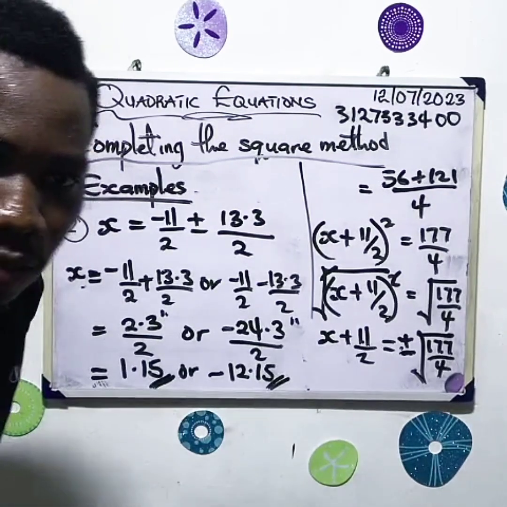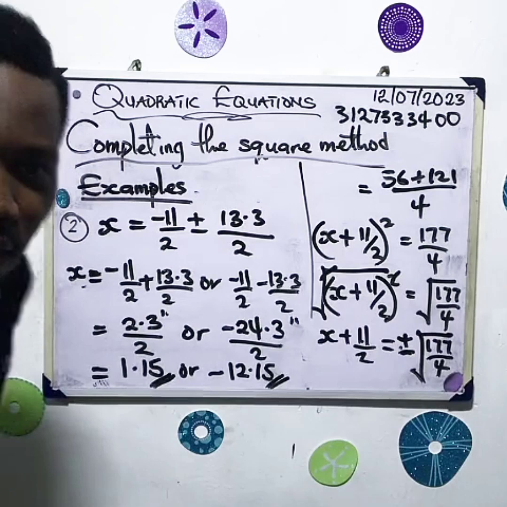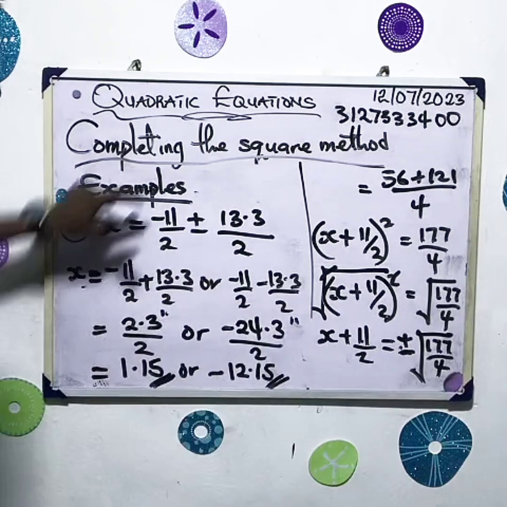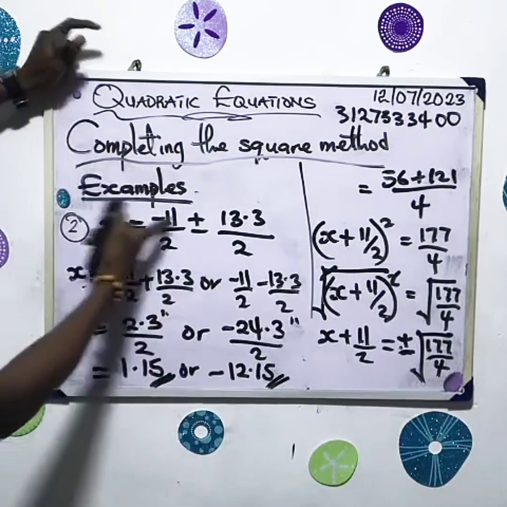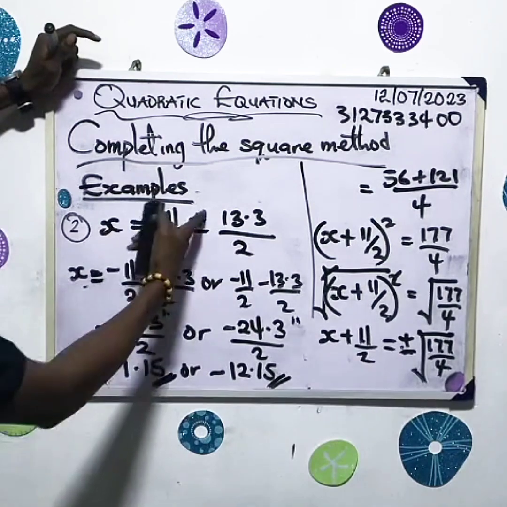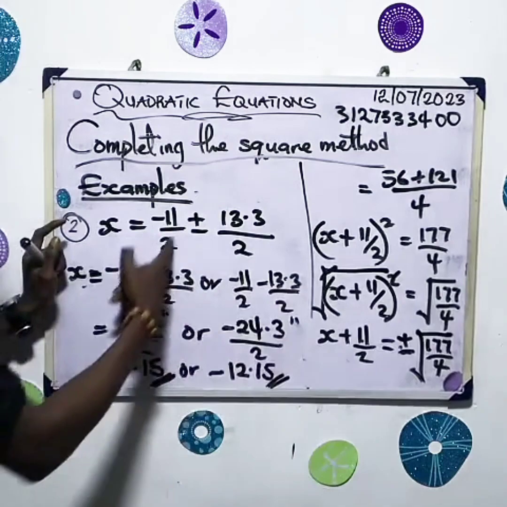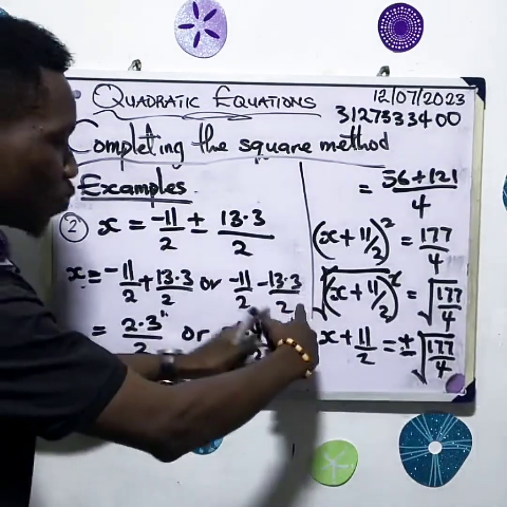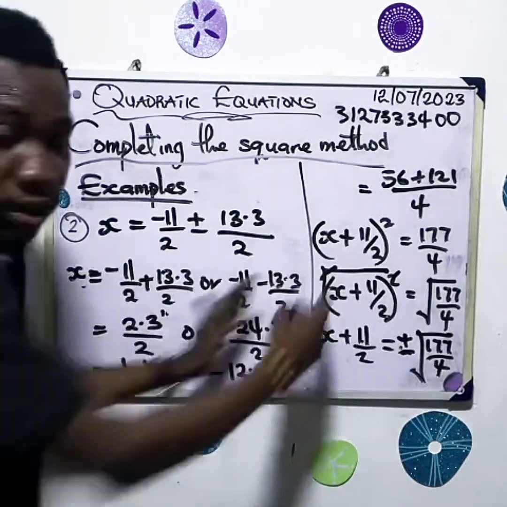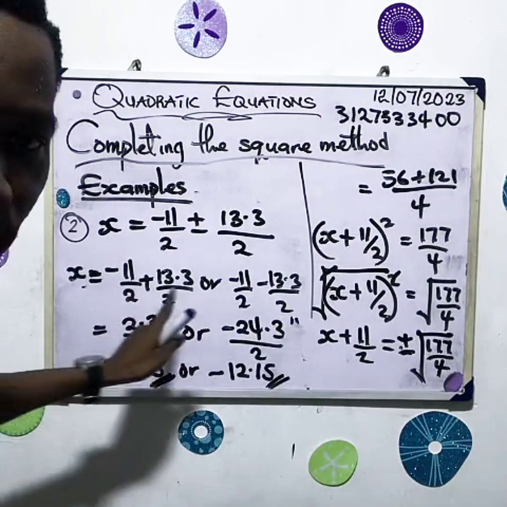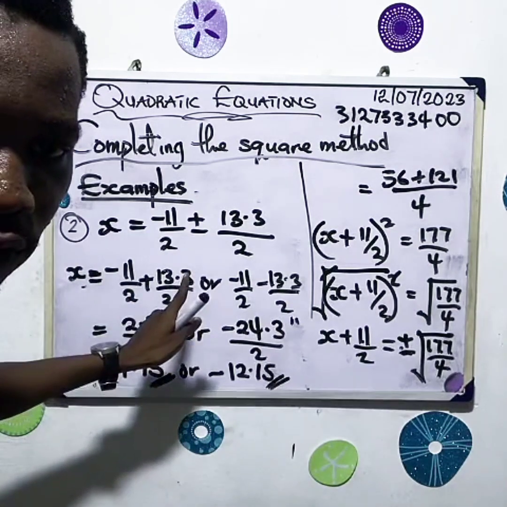Sunshine, I'm waiting. Okay, let me just explain this again. What we did is minus 11 over 2 plus 13.3 over 2 and then the minus: minus 11 over 2 minus 13.3 over 2. So one is plus, one is minus. Minus 11 plus 13.3.